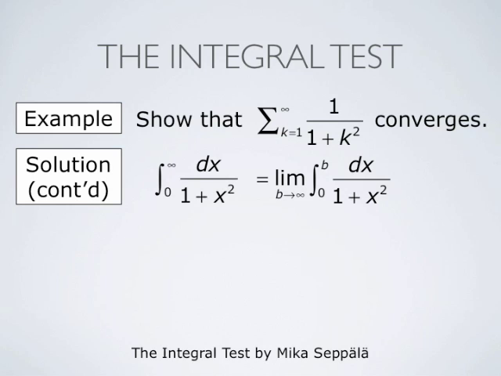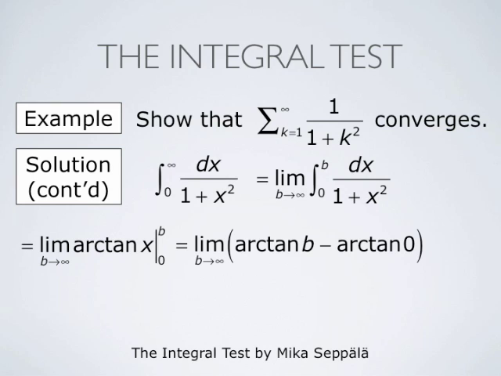dx divided by 1 plus x squared is the limit as b goes to infinity of the proper integrals from 0 to b of dx divided by 1 plus x squared. Now this function 1 divided by 1 plus x squared is easy to integrate. An antiderivative is arctangent of x. Therefore, this improper integral is the limit as b goes to infinity of arctangent of x from 0 to b. So this is the limit of arctangent of b minus arctangent of 0 as b goes to infinity.